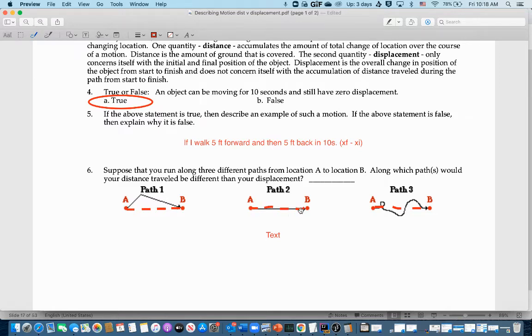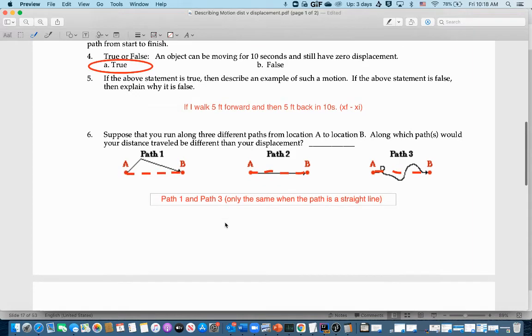All right. So going back to this question, along which paths would your distance traveled be different than your displacement? That'd be path 1 and path 3. I'm going to put in parentheses here: only the same when the path is a straight line. Okay. All right, so that's this first page done here.